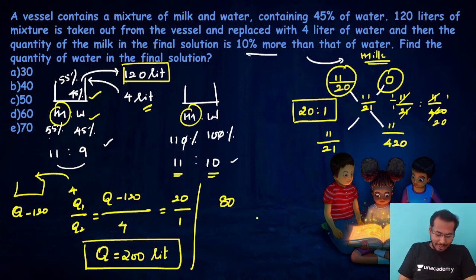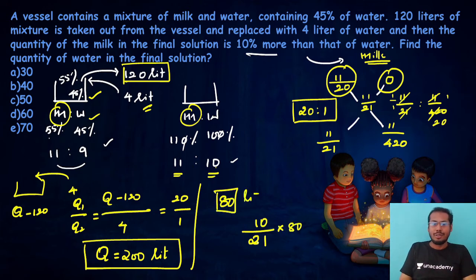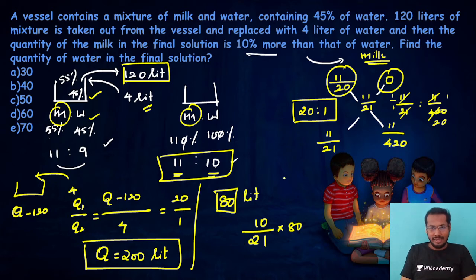So split this into 11 and 10, so totally 21 parts, correct? In these 21 parts, water is 10 parts into 80 is the answer. Okay, totally 80 liters are there now. So 80 liters is nothing but 21 parts. From the 21 parts, 10 parts is water. So 21, 80, 800 divided by 21.